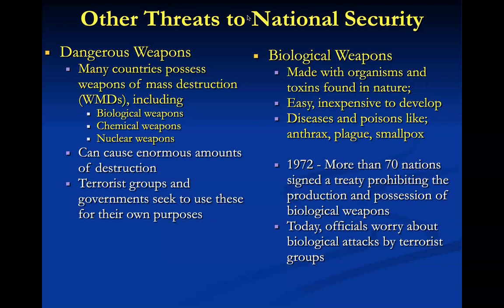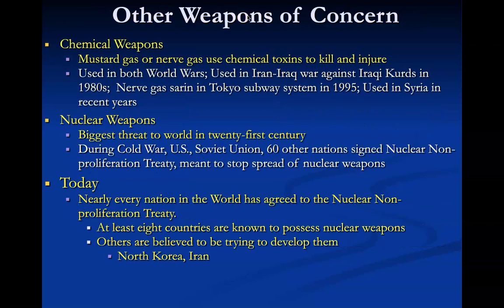So in 1972, more than 70 nations signed a treaty prohibiting the production and possession of biological weapons. Today, officials worry about mainly them being used by terrorists. So we are one of those 70 nations who says we will not use biological weapons.